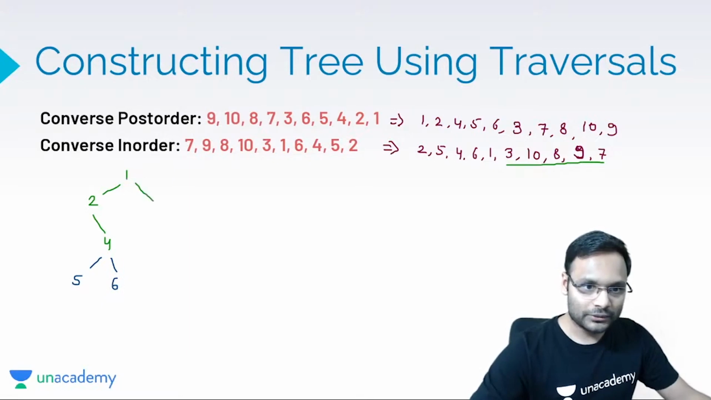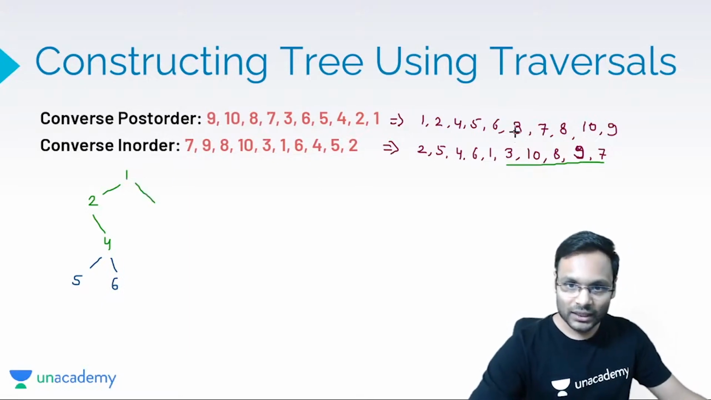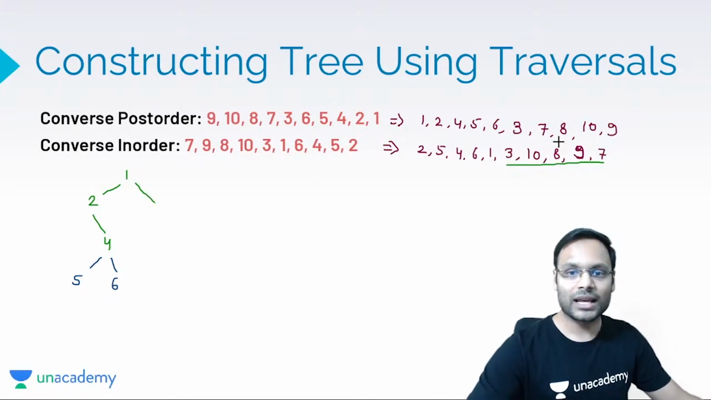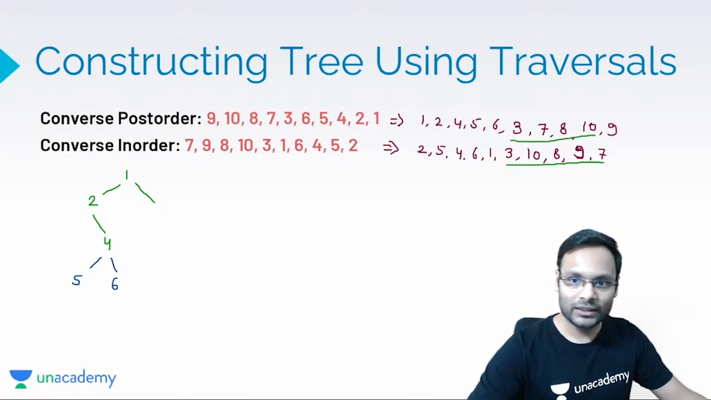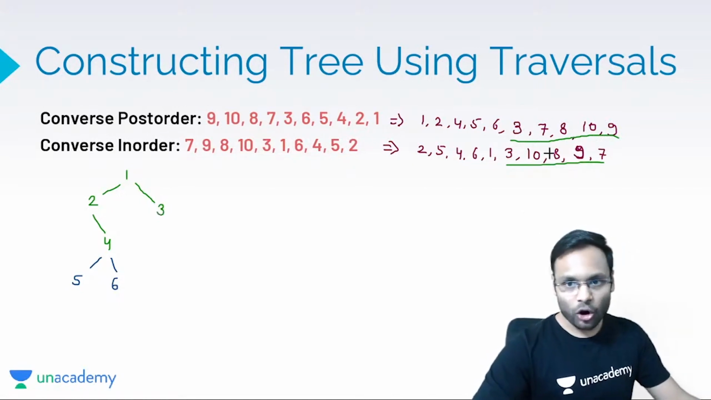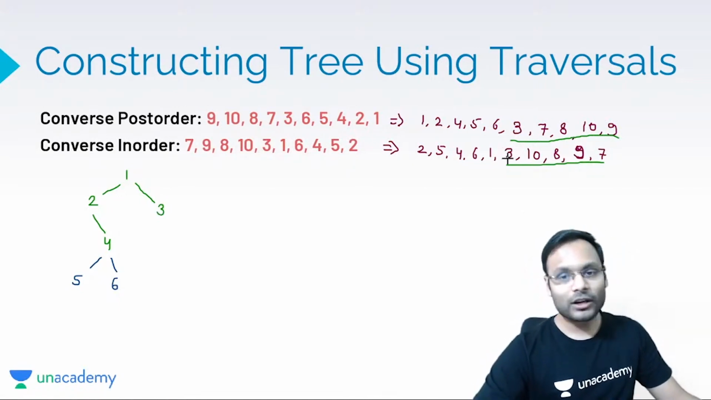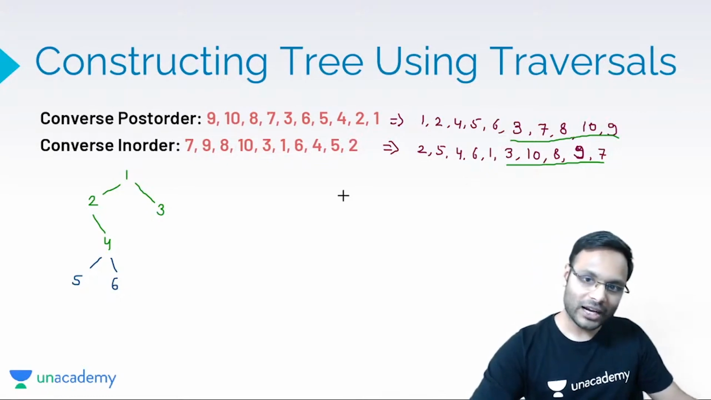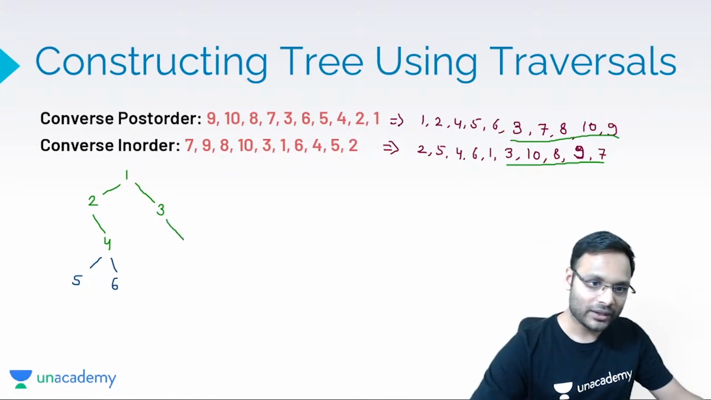Go towards the right side. My left side is done. Right side: 3, 10, 8, 9, 7. Which is the first symbol in pre-order? 3, root. Then here, all the symbols in the in-order traversal are left and right. Left has nothing, right has 10, 8, 9, 7.